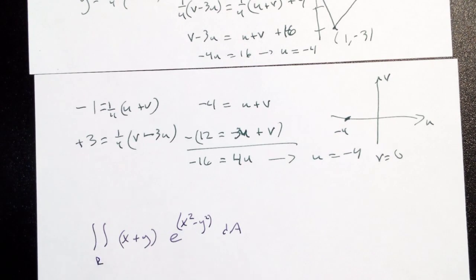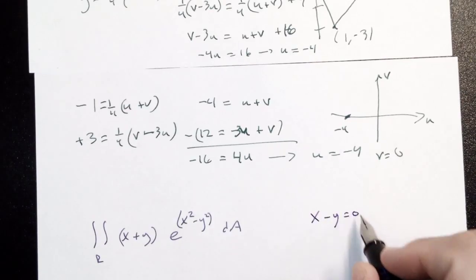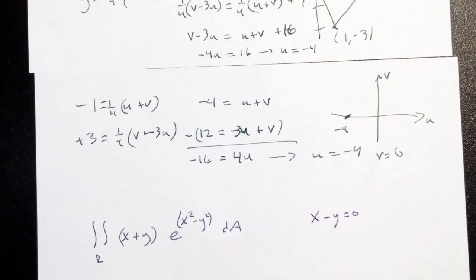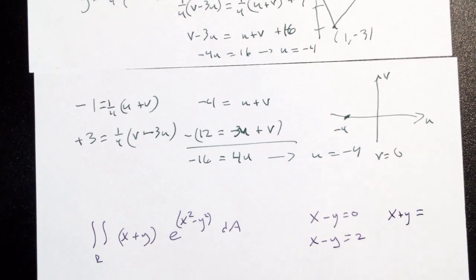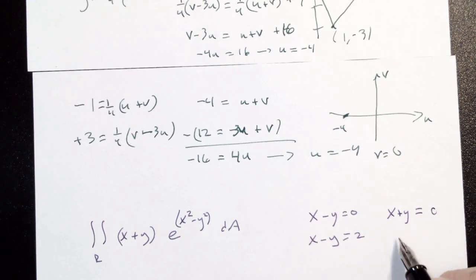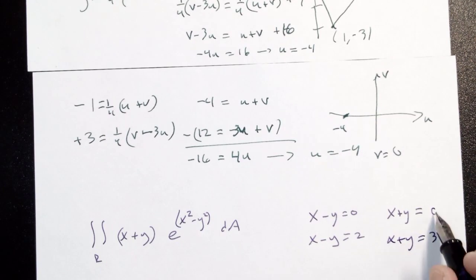And what are we told about the region? It's a rectangle. But it's bounded by diagonal lines, isn't it? Yeah. x minus y equals 0. x minus y equals 2. x plus y equals 3, and x plus y equals 0. Hey, wait a minute. Those are all just numbers if I were to use these.